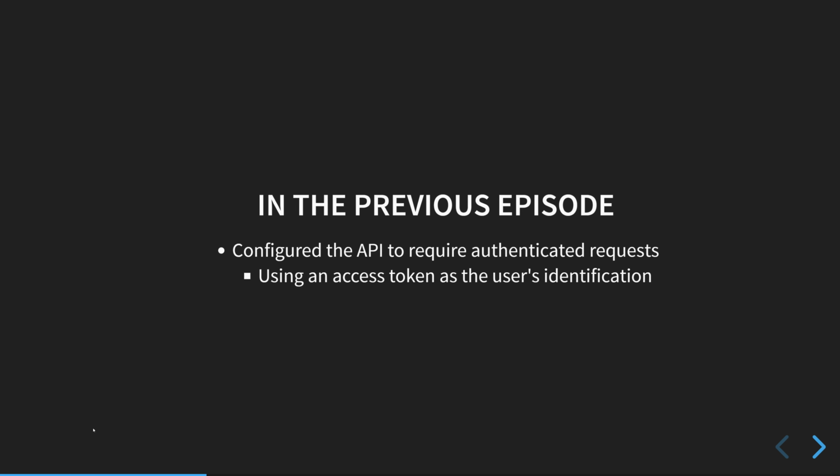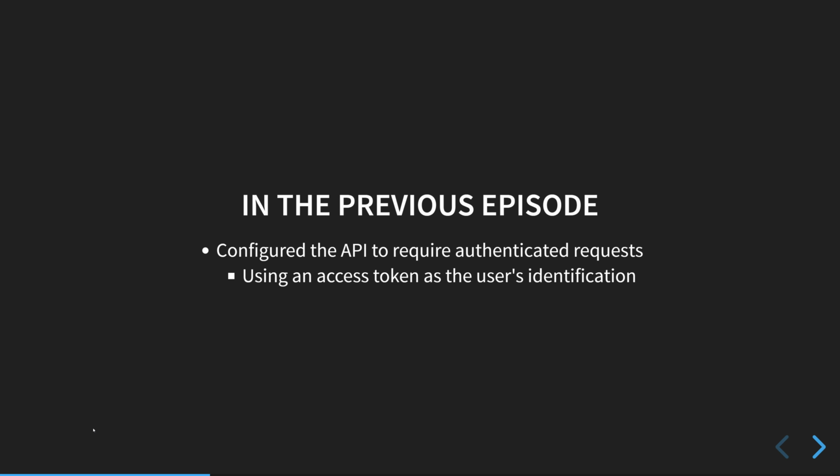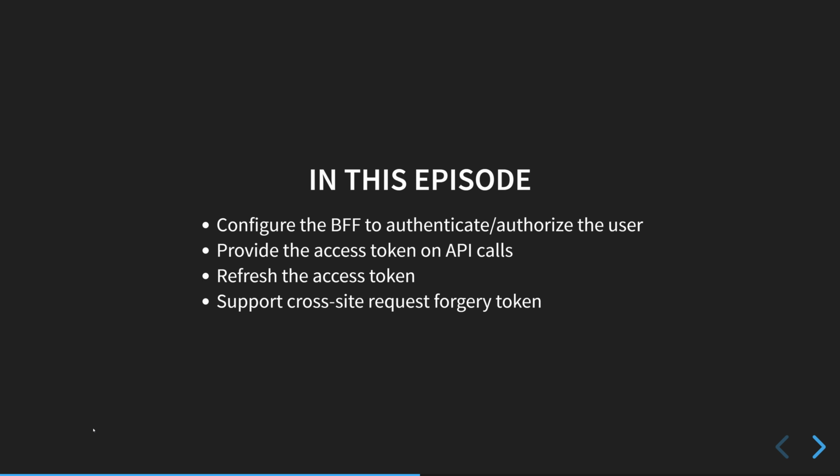So, in the previous episode, we configured the API to require authenticated users, so using an access token, a JWT, as the user's identification. So in this episode, we'll configure the backend for frontend to authorize the user as we require it, and then after getting the required information, provide the access token when making API calls to the group management service. We refresh the access token when it's about to expire, and also add support for cross-site request forgery token, as we saw in previous episodes related to MVC and Razor pages.